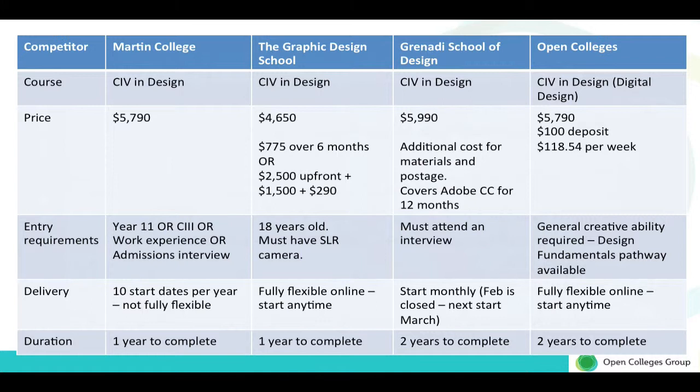So the cost of a Cert 4 in Design at Grenade is $5,990. They've said they have payment plans available, but don't give any details. There's also additional costs for materials. So they have textbooks, so you need to pay for those to come out to you, and postage for other materials. So they couldn't give me an estimate, but I'm guessing it would be in the couple of hundreds of dollars. So maybe let's add $200 to $300 on top of their price.